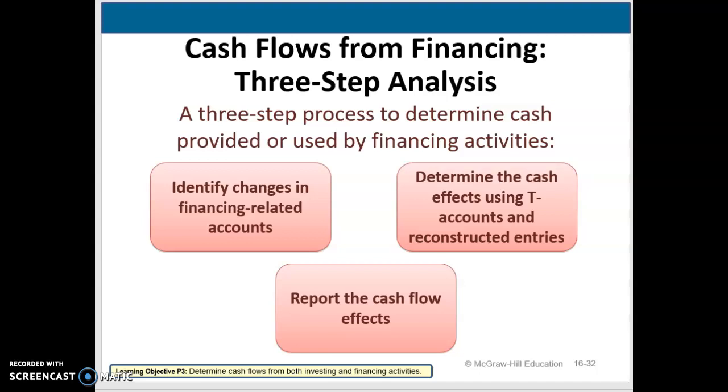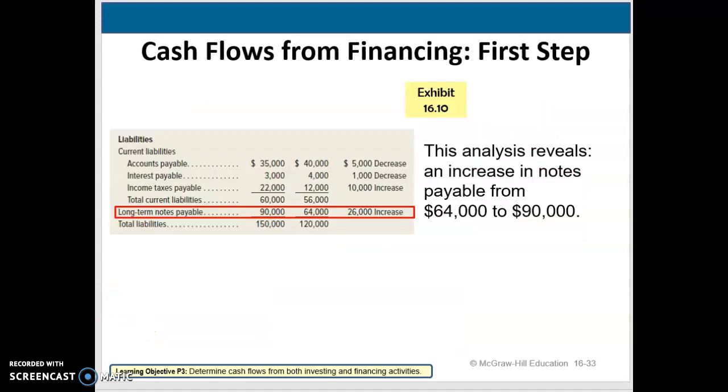First, we're identifying the changes in the financing related accounts. Then we're going to determine the cash effects using T accounts and reconstructed entries. And then we're going to report the cash flow effects. So let's look at our example here. We have information for Genesis looking at 2 transactions involving non-current liabilities. Genesis retired notes payable by paying cash.